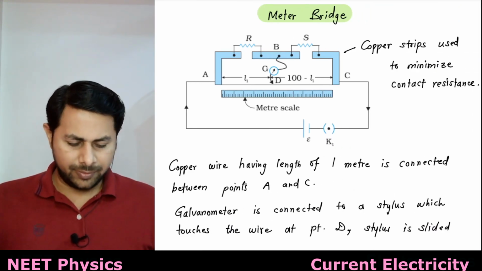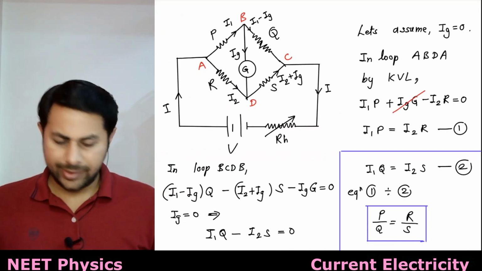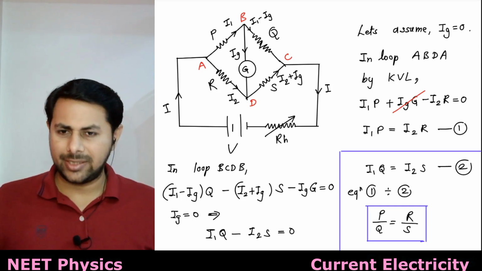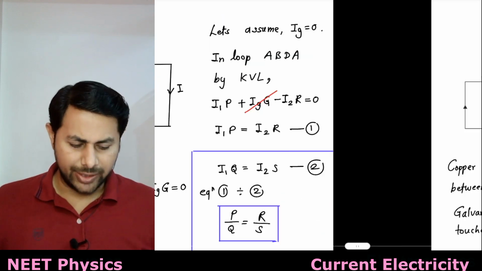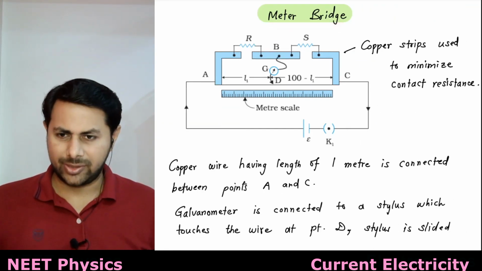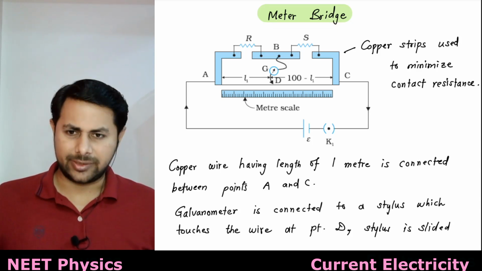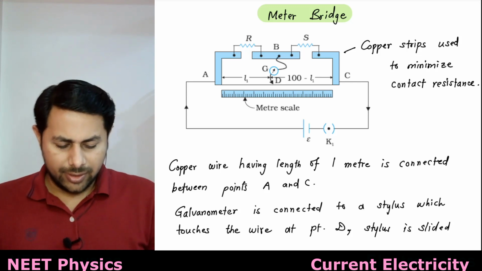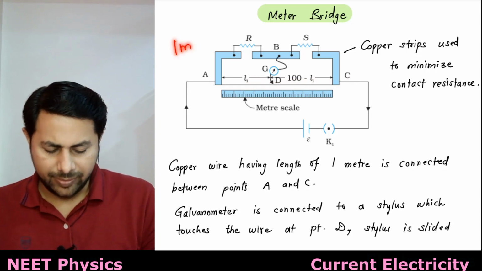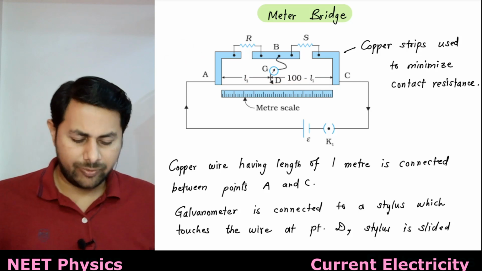Now we make use of this fact that P by Q would be equal to R by S if Ig is equal to 0, and we make a device known as a meter bridge. So what is a meter bridge? It's a device which is used to find out the unknown resistance. It makes use of a wire having length equal to 1 meter. Okay, and then what else do you have?